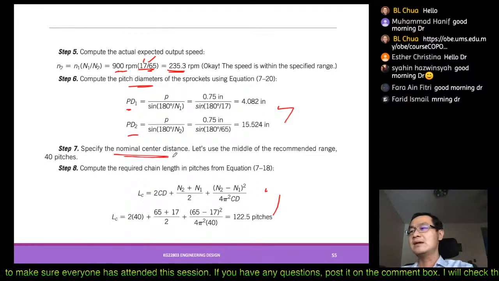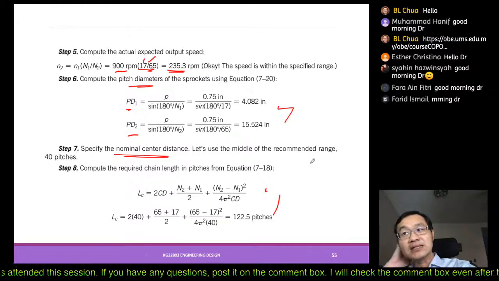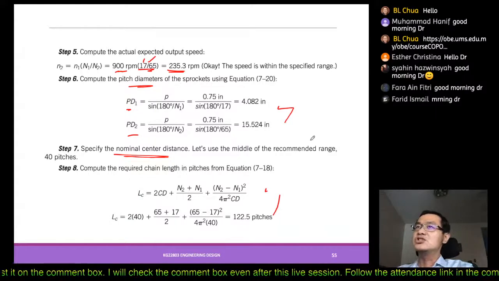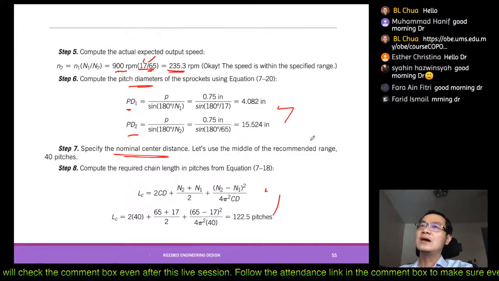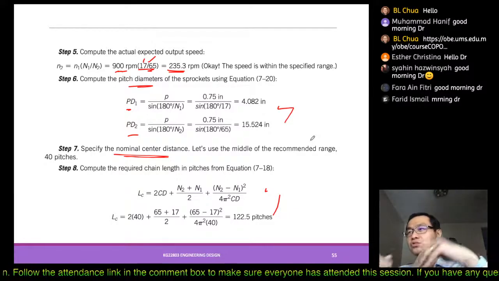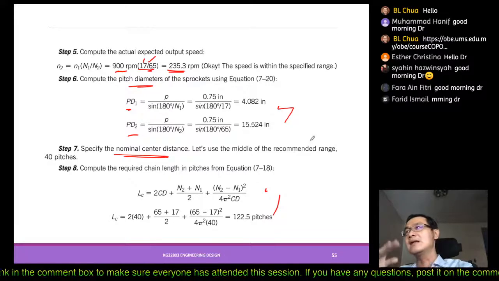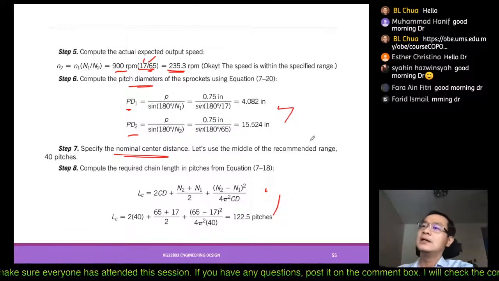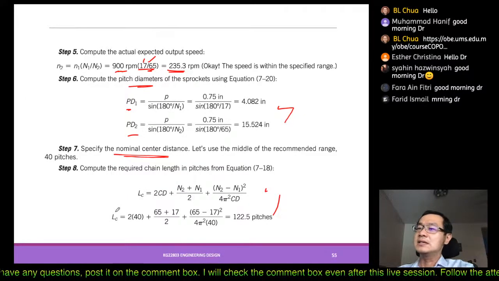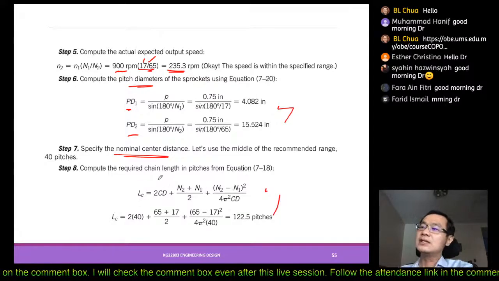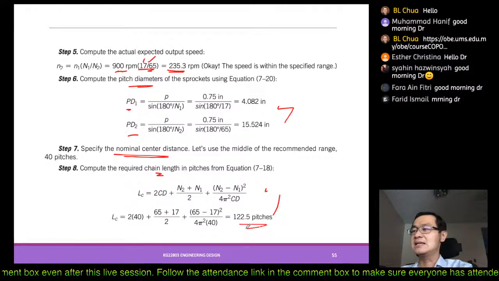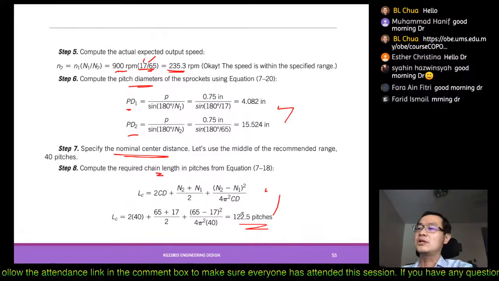So again, there is a center distance typically used within a certain range. Again, we don't want it to be too far because of the weight, it will keep flipping. If it is too long, then it will start to flip, and it will cause a lot of vibrations, right? From there, we can also estimate what is the length, but now in the chain the length is not in millimeter but is in number of pitch, which is 122.5.